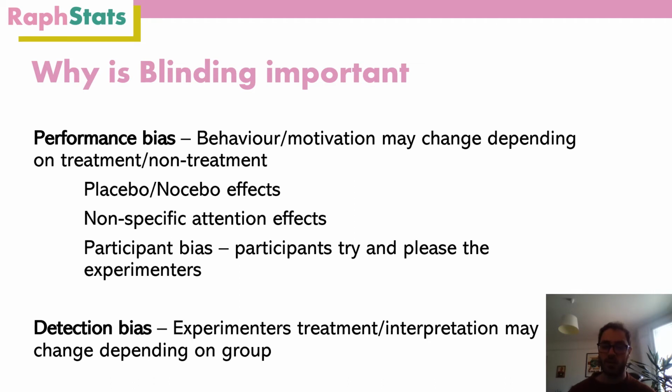So participants often try to please the experimenters. In psychology experiments, it's important that they don't necessarily know what's being measured, or they might try and display that, because we like to please people in authority. That's just a feature of humans.